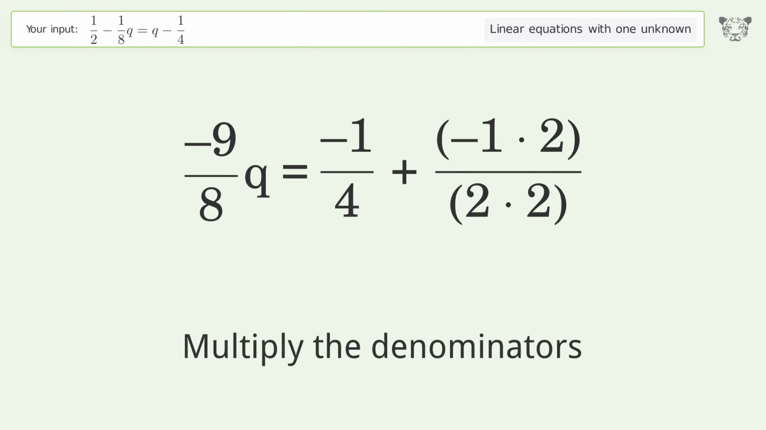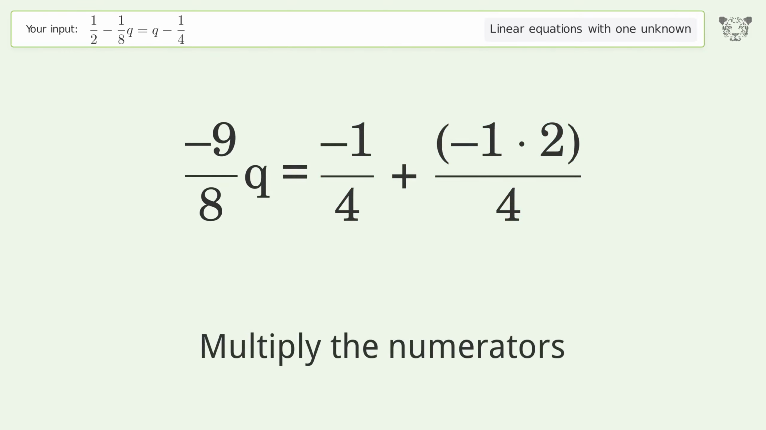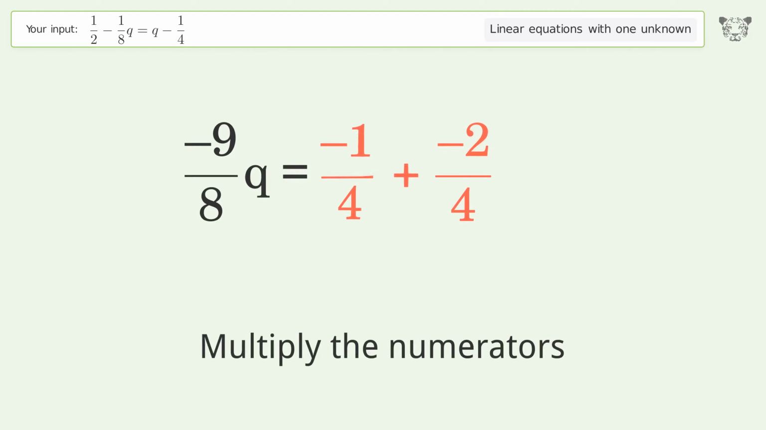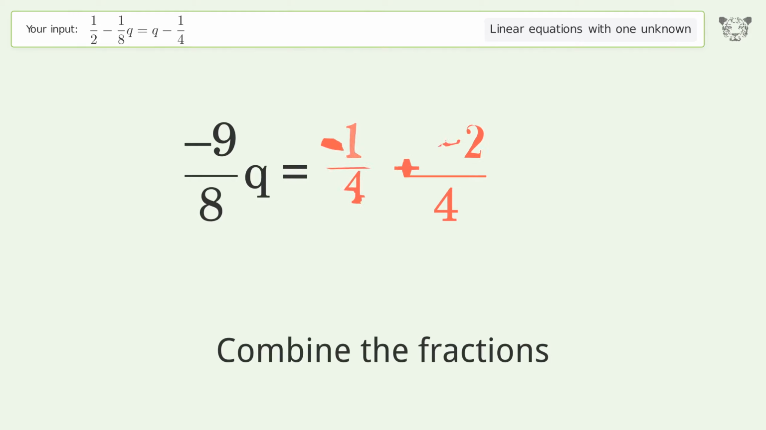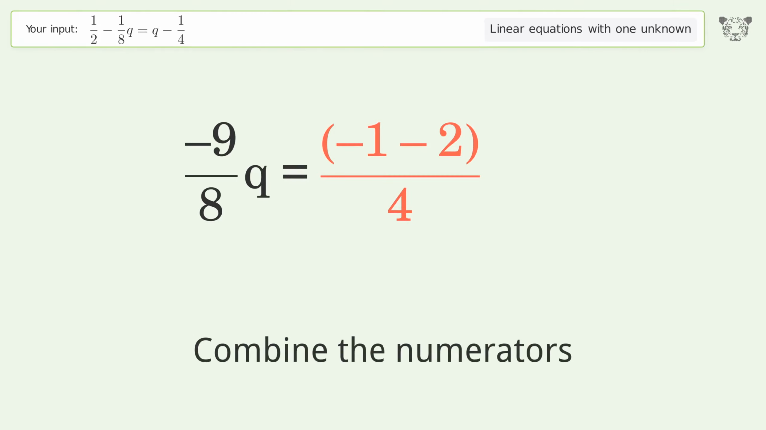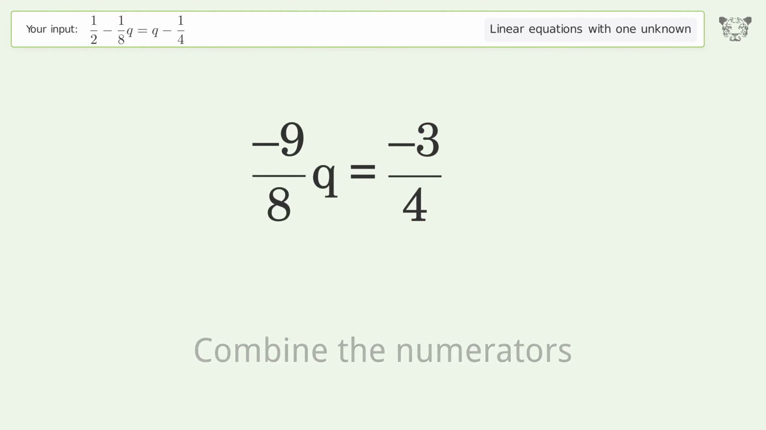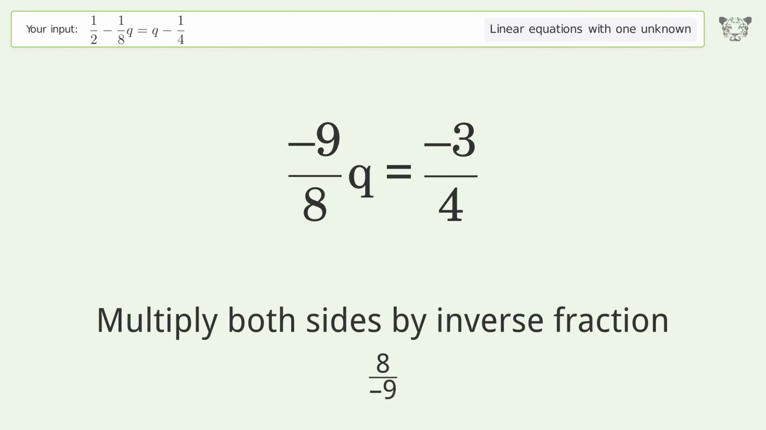Multiply the denominators. Multiply the numerators. Combine the fractions. Combine the numerators. Isolate the m. Multiply both sides by inverse fraction 8 over -9.